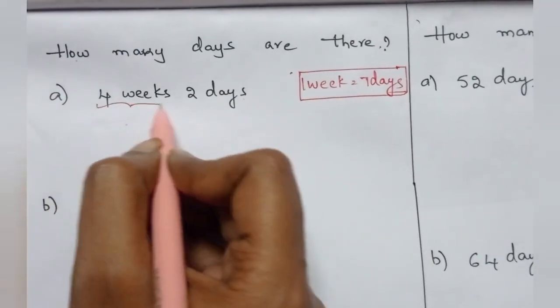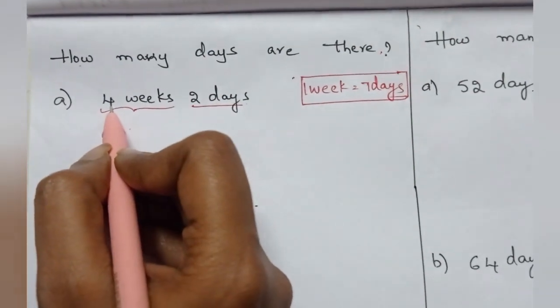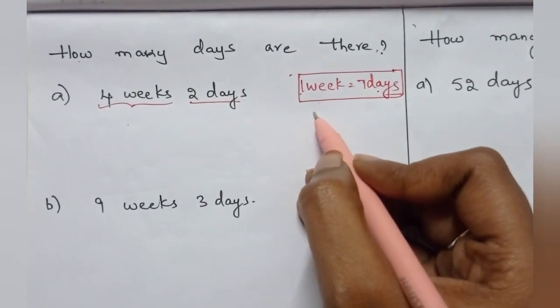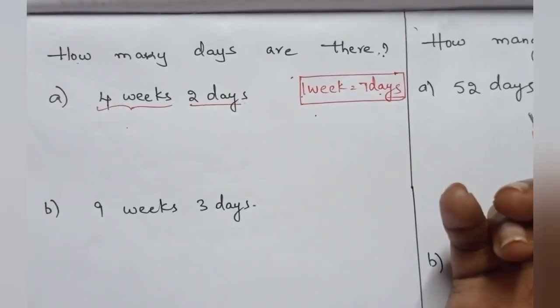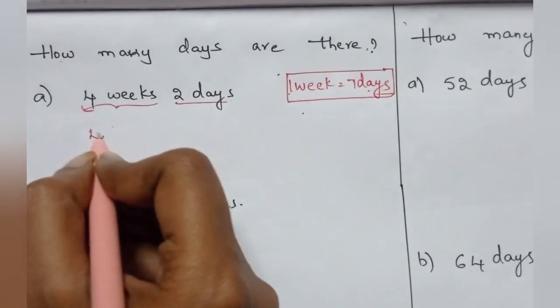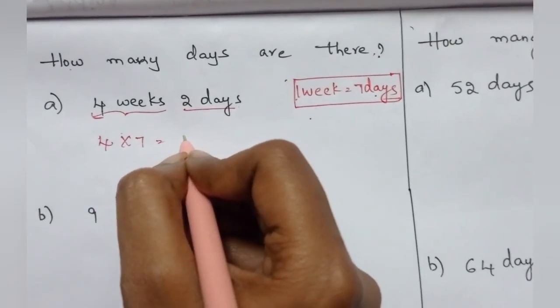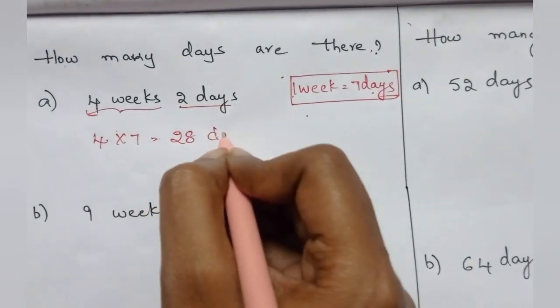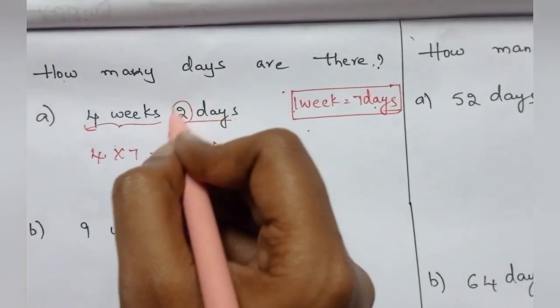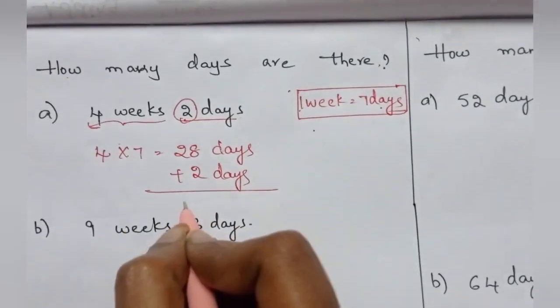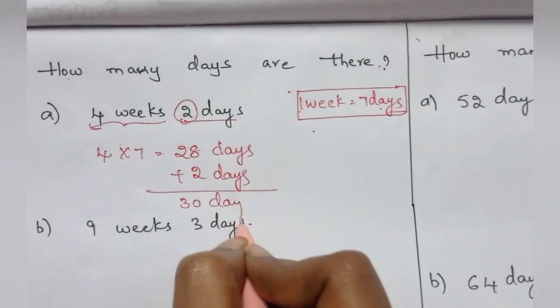Here it was given 4 weeks 2 days. So if 1 week is 7 days, for 2 weeks what will you do? 2 into 7. 2 7s are 14 days. So for 4 weeks, 4 into 7. 4 7s are 28 days. So already I have 2 days, I need to add it. So simple, right? So in total I have 30 days.